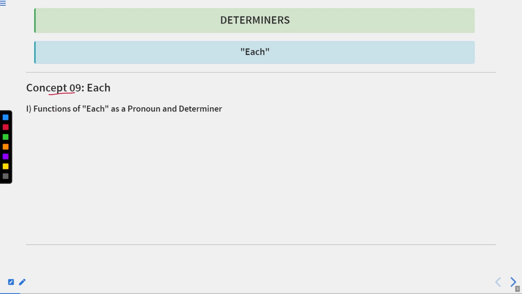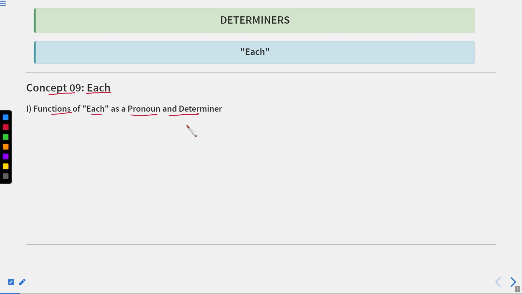This is concept number 9, in which we are going to discuss each. Functions of each as a pronoun and determiner. Now this word each can be a pronoun as well as determiner. We know well that determiner is a word which is used just before the noun and qualifies it. Okay, or you can say which is placed just before the noun as we write adjective. So this each can be an adjective, or you can say can be a determiner.